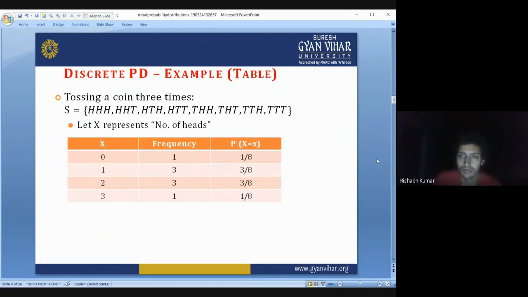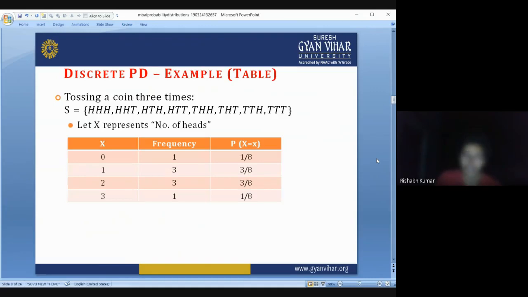So how many outcomes do we have in our sample space that have only one head? There are three outcomes, or three elements in the subset that has only one head, that is head tail tail, tail tail head, and tail head tail. These are the three outcomes that have only one head in them. So the frequency of the event that has only one head in the output is three. So the probability of this event occurring is 3 by 8.